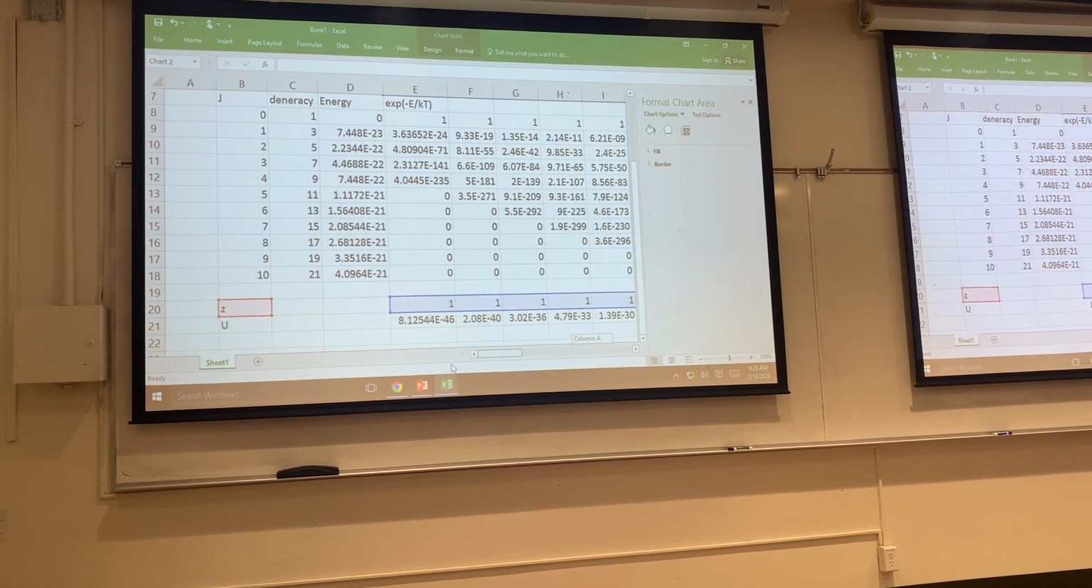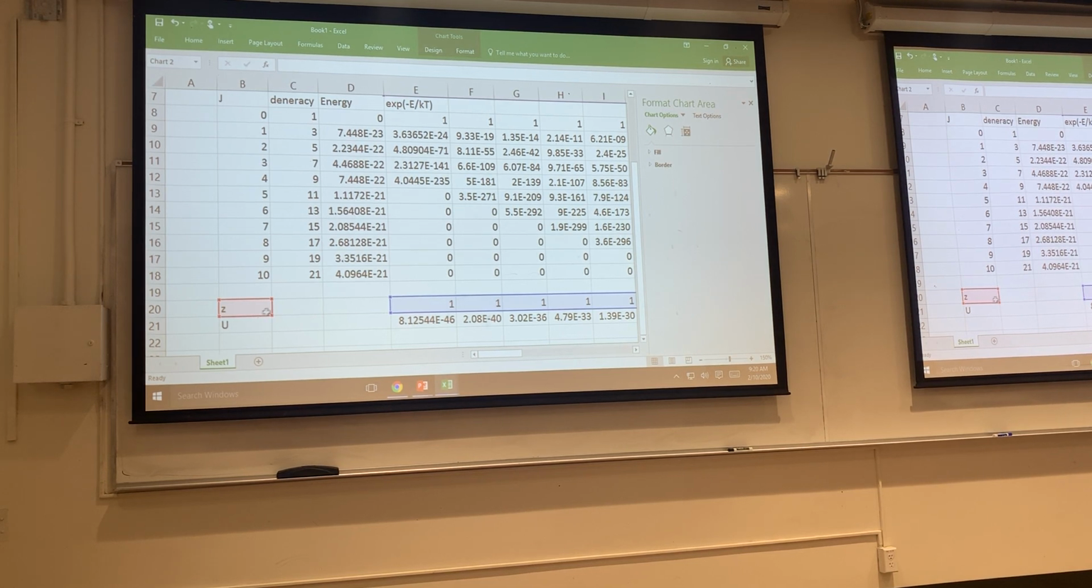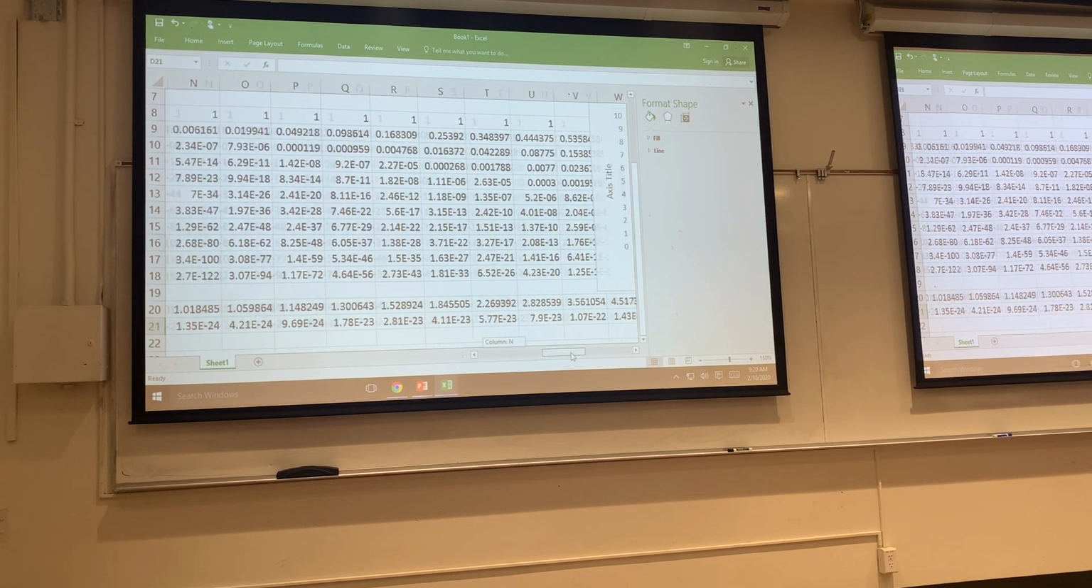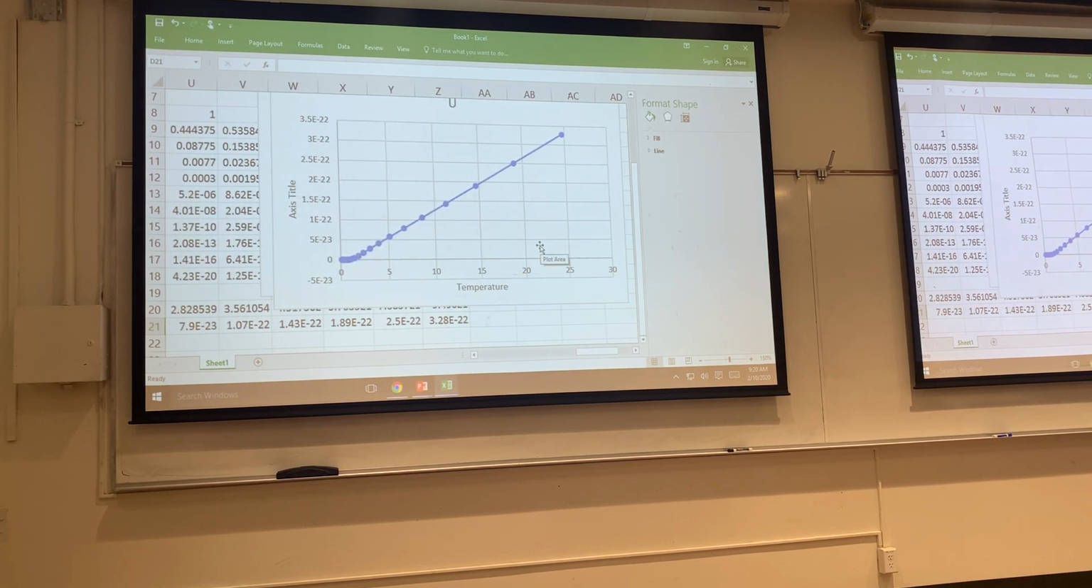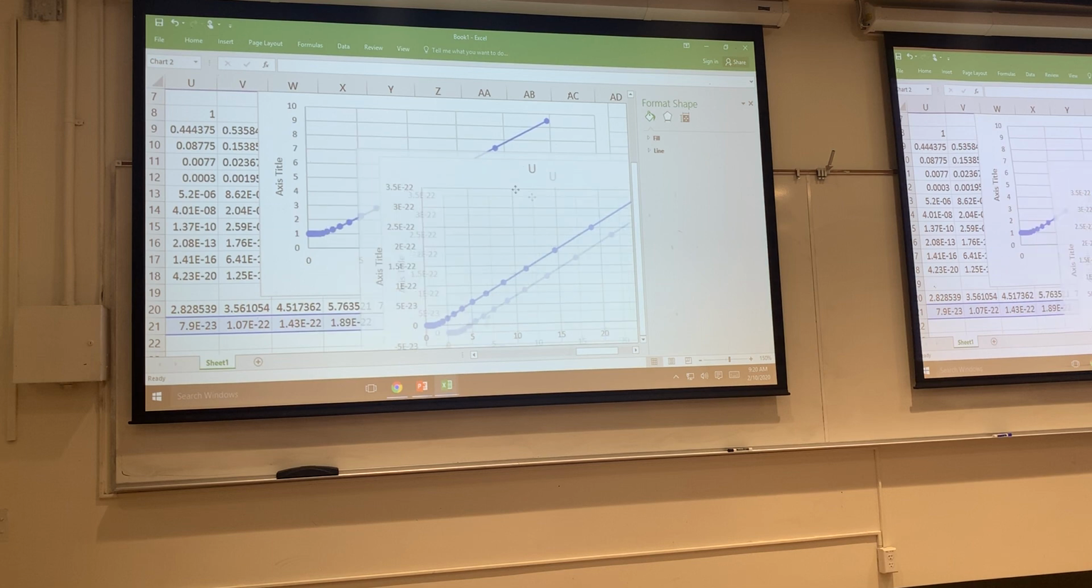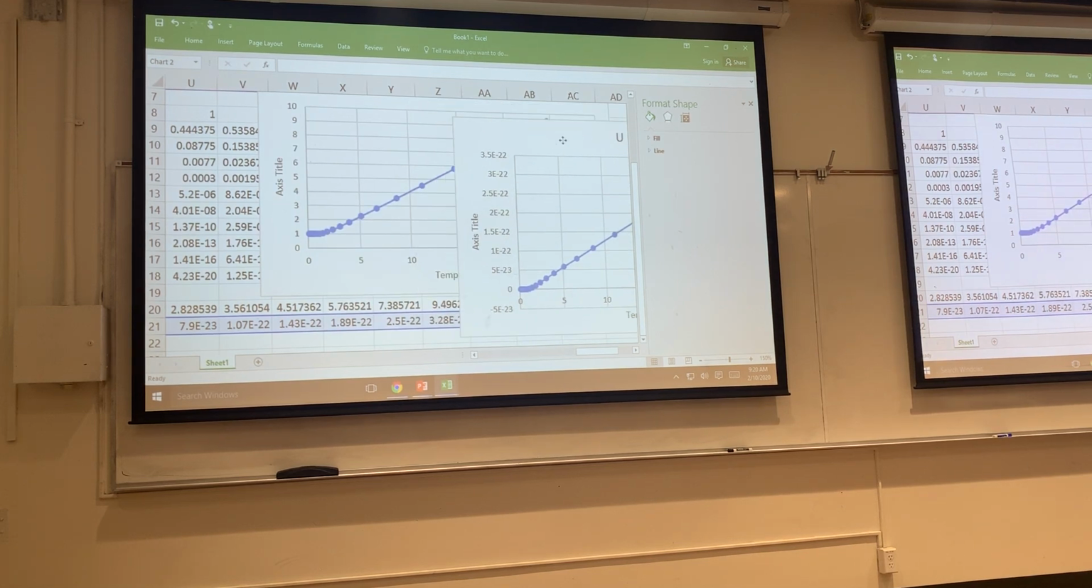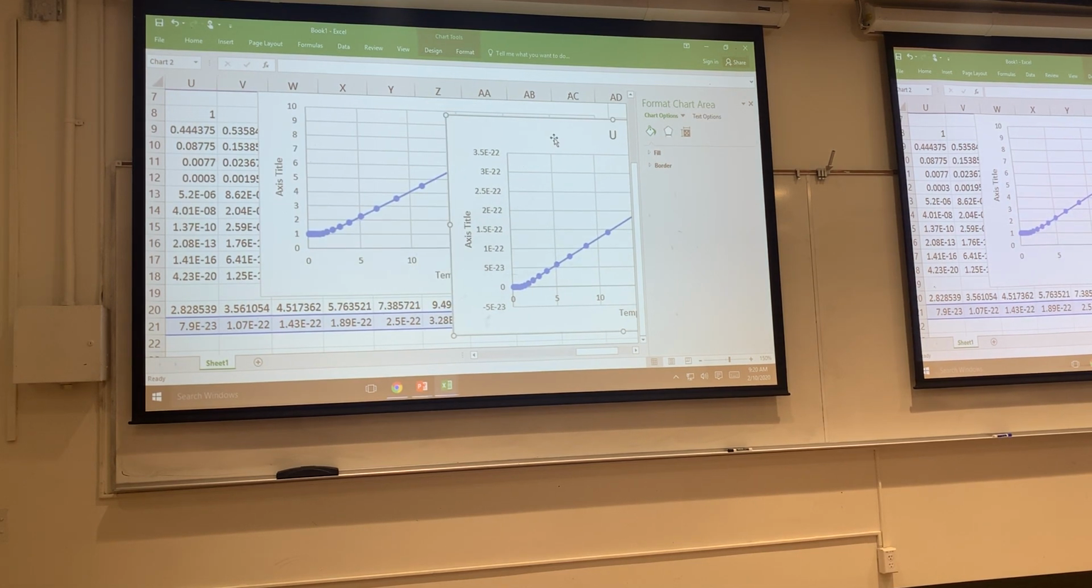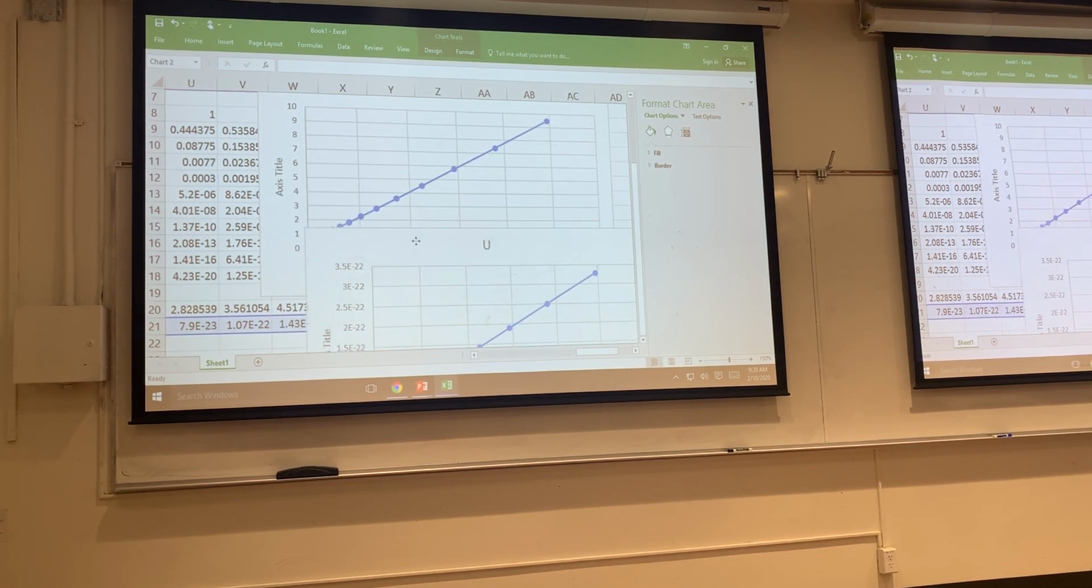So I have the plot of Z here. I just pull it down, and I have the plot of U. Okay, they look similar, not identical, but similar. They relate to something very, very similar.